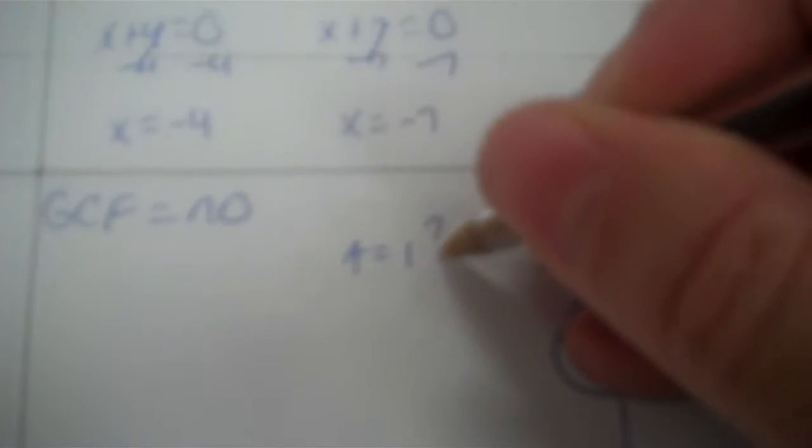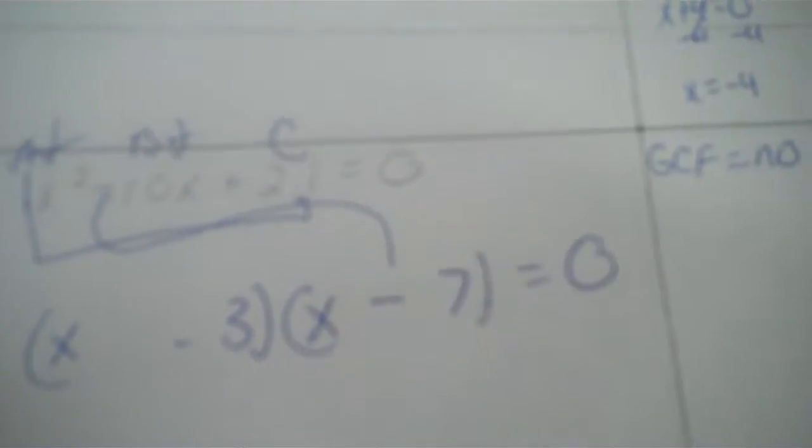21 divided by 2 is a decimal. 21 divided by 3 is 7. 3 and 7, and there we go. Okay. So I ask myself, is my A equal to 1? Yes, it is, so yes. So I go ahead and I just need 2 parentheses. So I got 1x squared, so that's x and x. 3 and 7. Now, these have to add up to negative 10 this time, so I have to have more negative than I do positive.